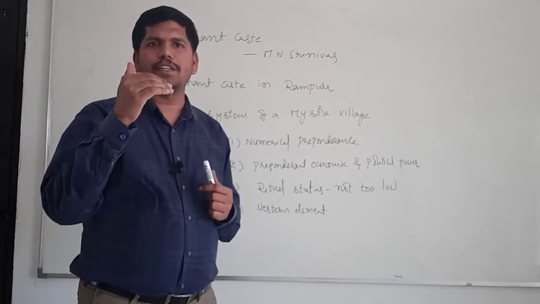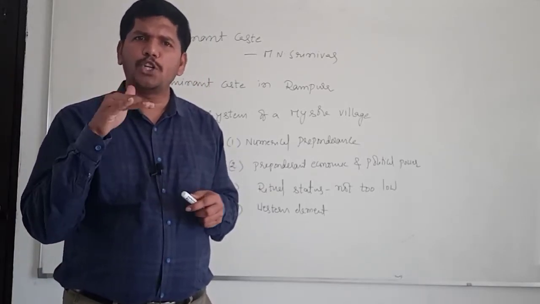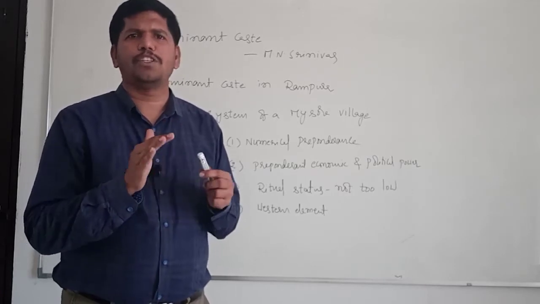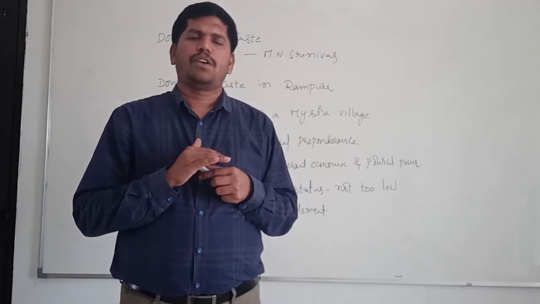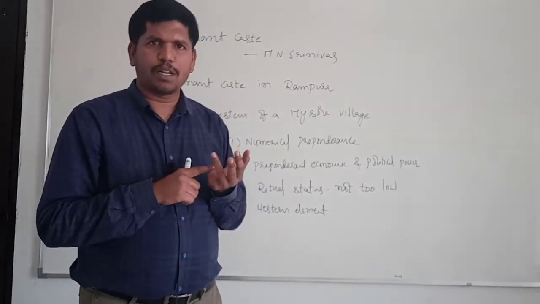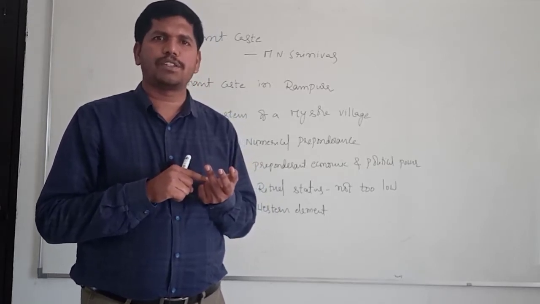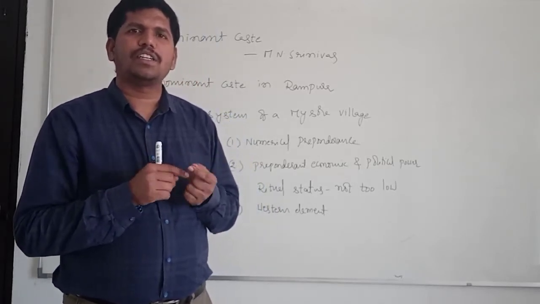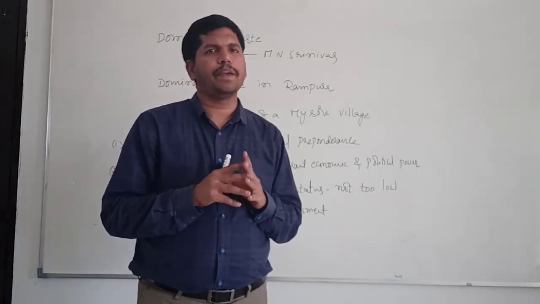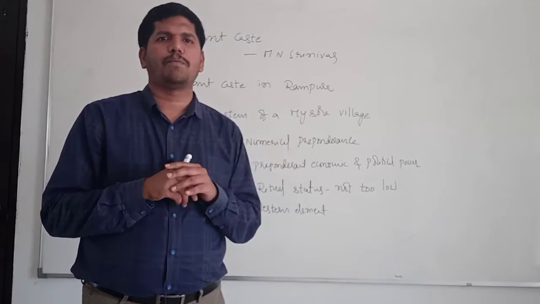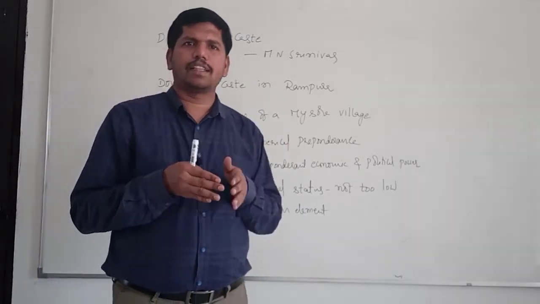Ritual status means rank. That ritual status should not be too low. That means they should not belong to the untouchable category. That's why if there is numerical preponderance, if there is also economic and political preponderance, and if their status is not too low in the local caste hierarchy, then that caste can become a dominant caste. That's why he defined it like this.